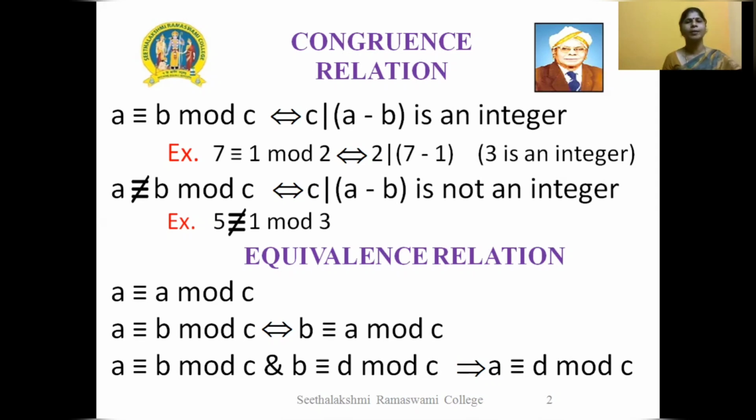Congruence relation is an equivalence relation. First one, for any integers A, B, C, A congruent to A modulo C is the reflexive property. A congruent to B modulo C if and only if B congruent to A modulo C is the symmetric property. A congruent to B modulo C and B congruent to D modulo C, then A congruent to D modulo C is the transitivity property.